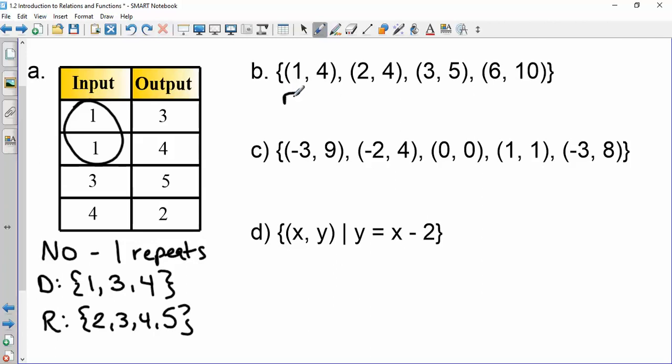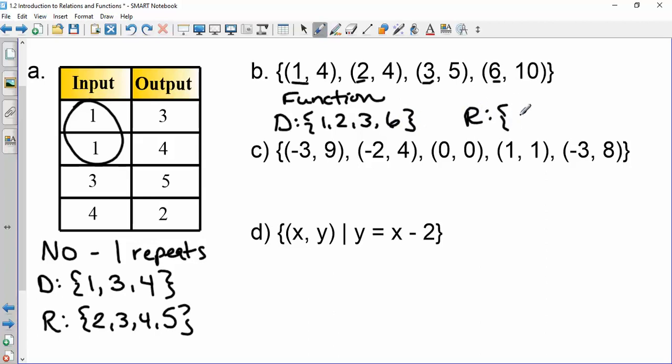B, is this one a function? Yeah. We look, every x is different, so that's a function. What's my domain? Just the x value of each of those ordered pairs. The range is the y, so that would be, in a function, it doesn't matter if y repeats, we're only worried about the x.